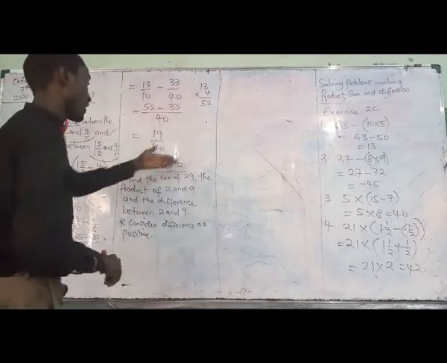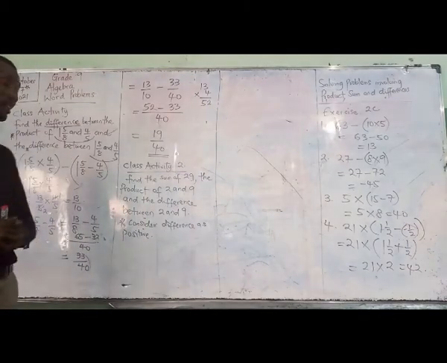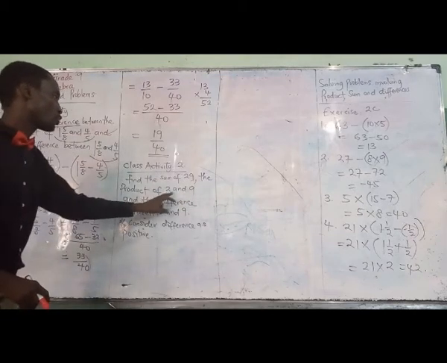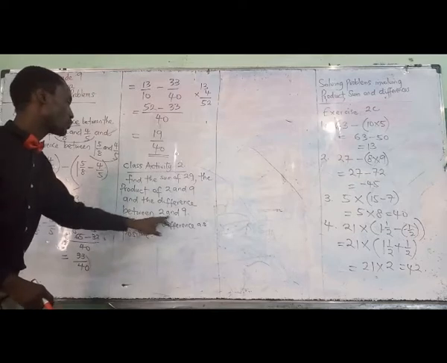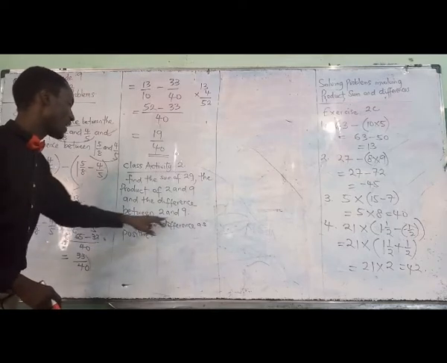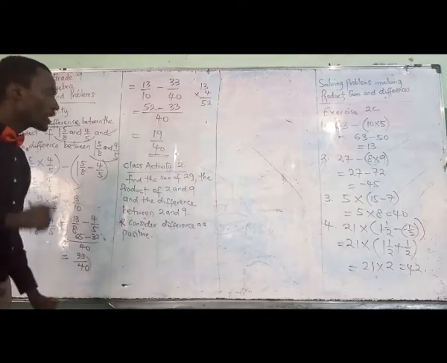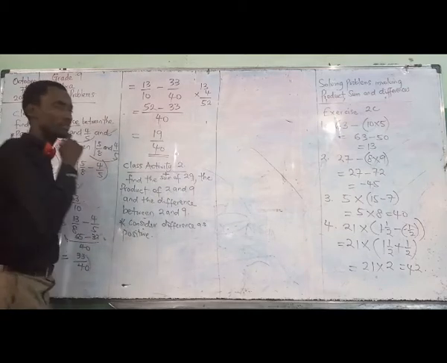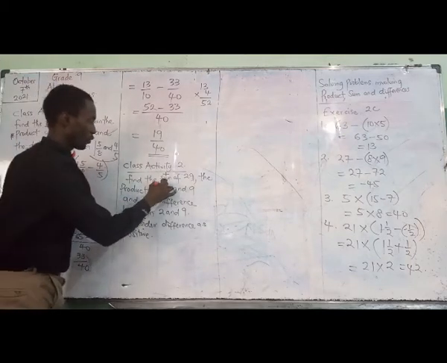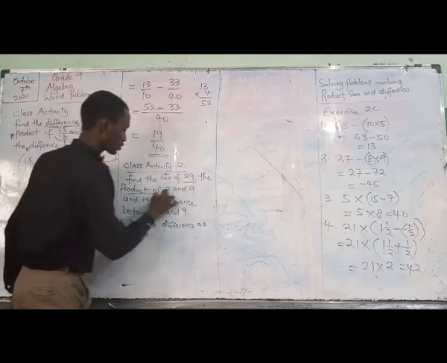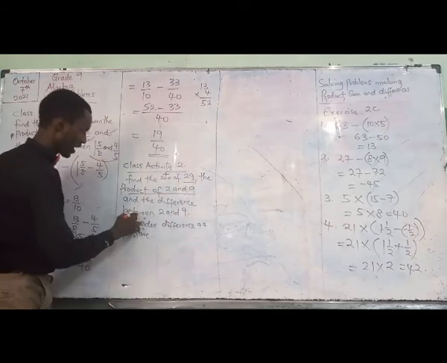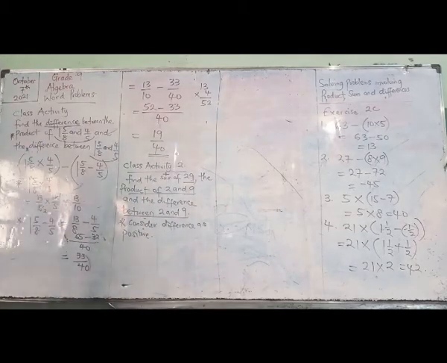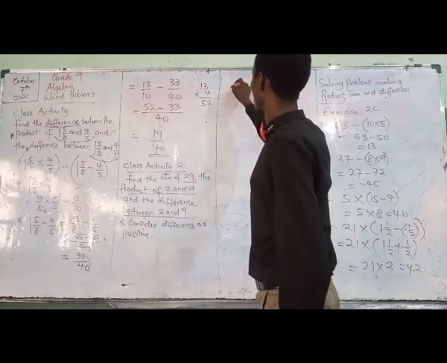Alright, so we'll take our final example for today, or more or less our class activity. It says, find the sum of 29, the product of 2 and 9, and the difference between 2 and 9. Consider difference as what? Positive. Now look at this. Say find the sum. This is the statement of the problem. The sum of what? 29, the product of this number, and the difference of what? 2 and 9.